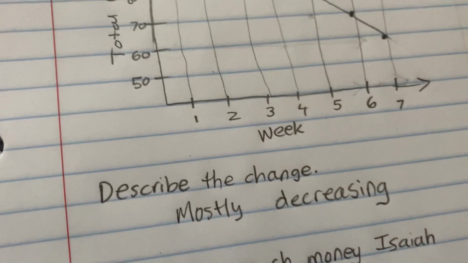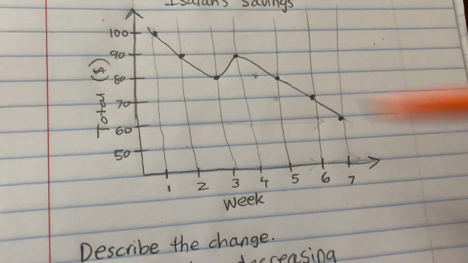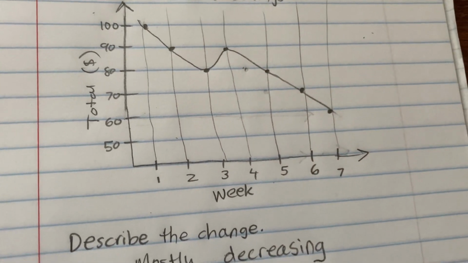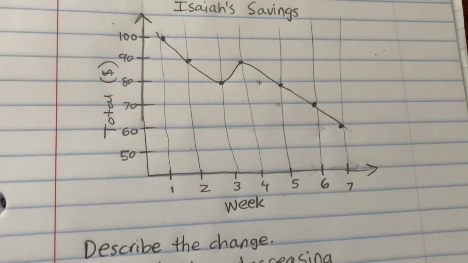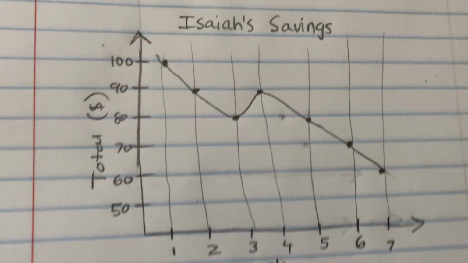So the change is decreasing. It's going down. If it was increasing, most of it would have been going up. But it's actually going down. Isaiah's savings are going down.